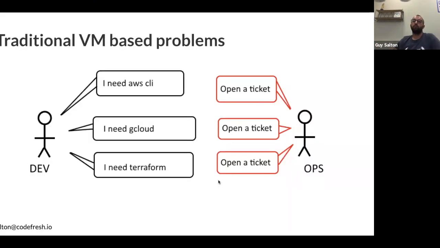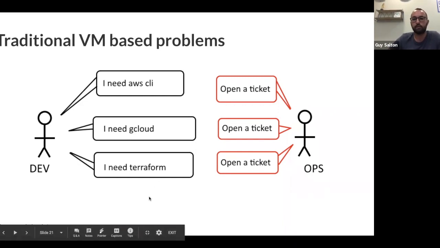Now, let's say I want to add additional tools. So with a traditional VM-based platform, what you would do as a developer, you would say, okay, let's say now I need to use AWS CLI, or I need to use Terraform. If these tools are not yet installed on my VMs, on my slaves, I have to open a ticket to my operator and ask him, please add these tools to any of the build nodes. I will need to use them for my CI pipelines.